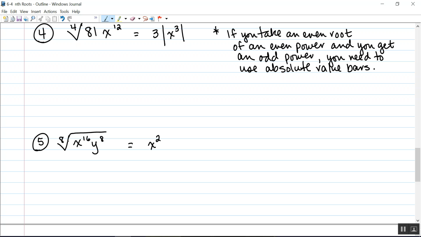Now to take the 8th root of y to the 8th, that's going to give me y to the 1. And again, I took the even root of an even power, but I did get an odd exponent, because remember there's a 1 on there, so the y needs to be in absolute value bars.